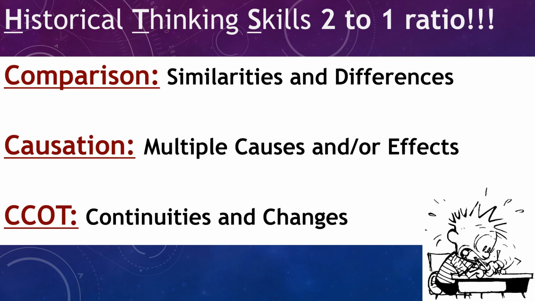If it happens to be a CCOT, you are going to talk about the changes probably. They'll probably ask you about changes, and then you've got to come up with one continuity. What stayed the same? I've always said if you're going to try to come up with a continuity, you want to look at women, you want to look at African Americans, you want to look at American Indians. Those 3 major groups are always there. There's a lot of continuity through U.S. history in the treatment of those 3 groups that you can always go back to as far as a continuity.